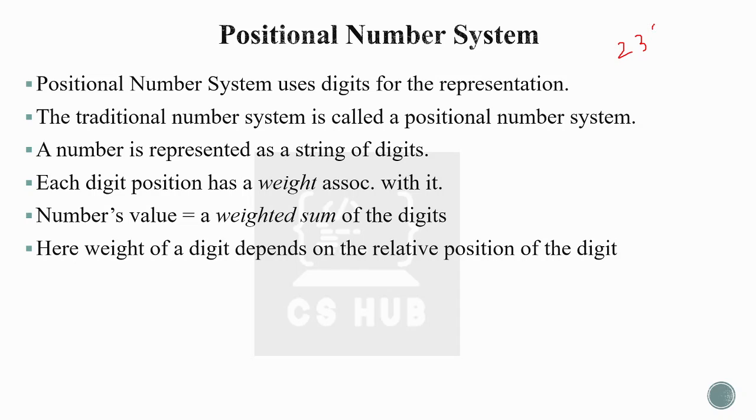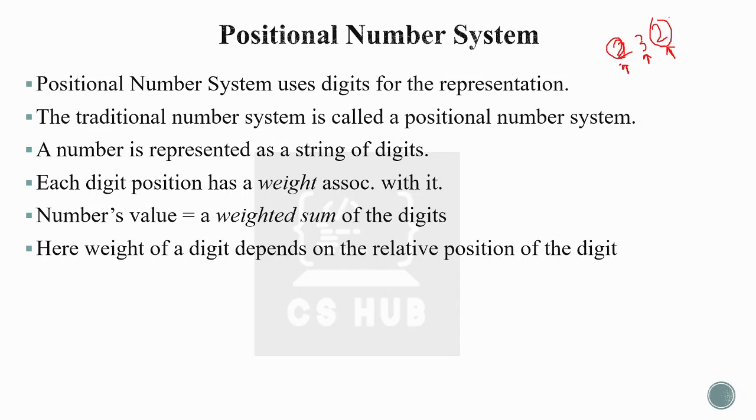Consider the number 232. In this number we can see two twos. But let's check the values or weights of these digits. In 232, the rightmost 2 is at the unit place, so its value is just 2. Then this 3 is at the tens place, so its value is 30. This 2 is at the hundreds place, so its value is 200. So this 2 here has weight 200, and this 2 here has weight just 2.